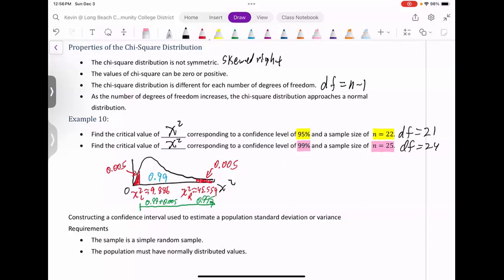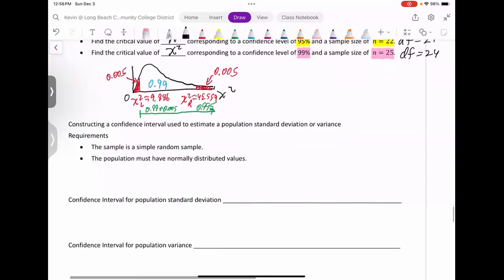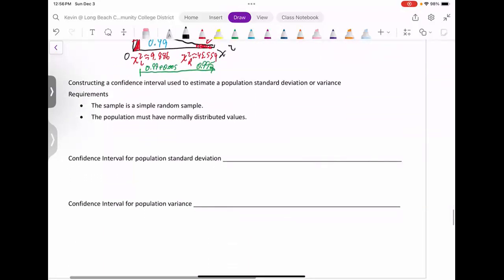Now this is going to be one step that we're going to need so that we can find the confidence interval, which we're going to talk about right now. Constructing a confidence interval used to estimate a population standard deviation or variance, and here are the requirements. It has to be normally distributed. We have to know that it's normally distributed, otherwise what we're doing won't work.